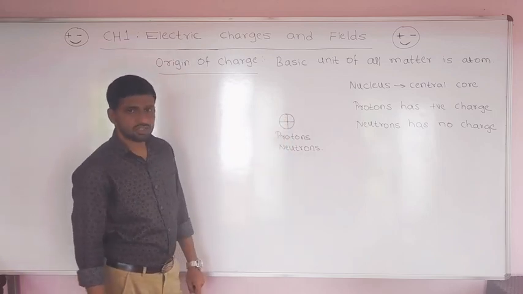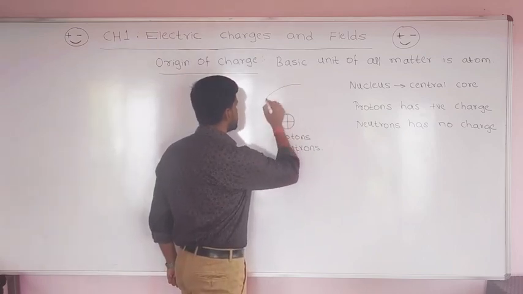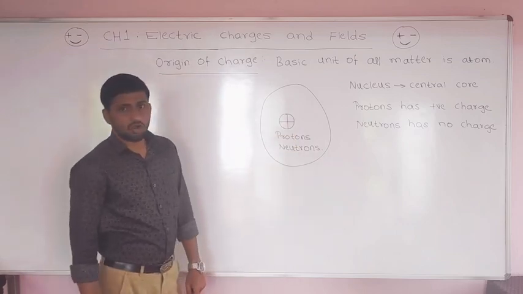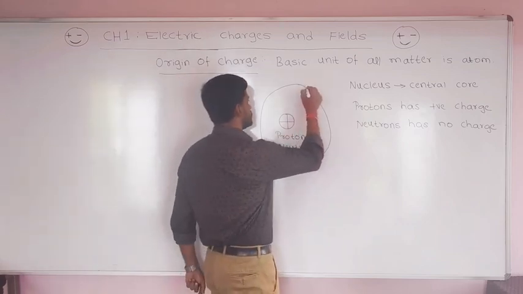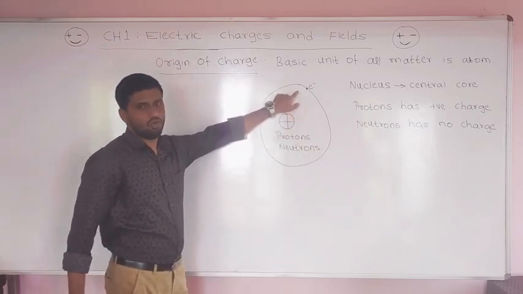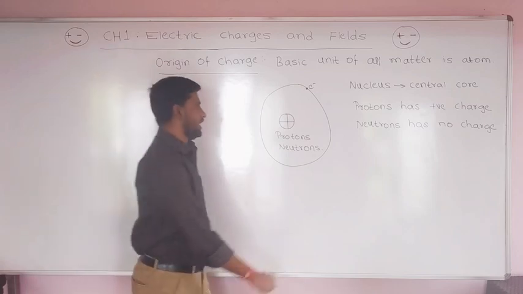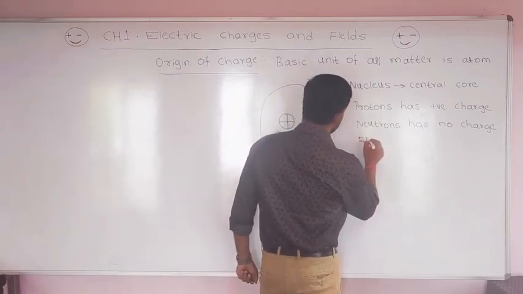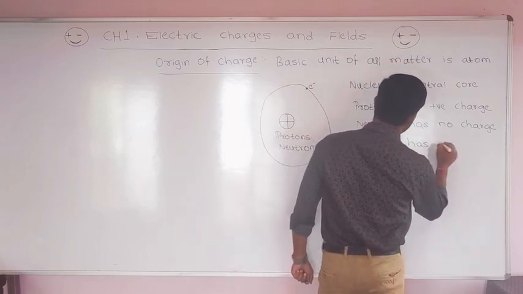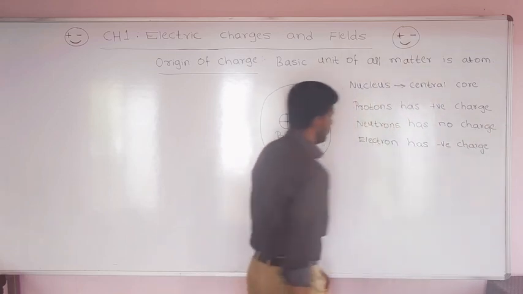And an atom consists of several orbits. This is the orbit of an atom, and this orbit has some electrons which are revolving around the nucleus in its orbit. And the electron is a negatively charged particle. Electron has a negative charge.